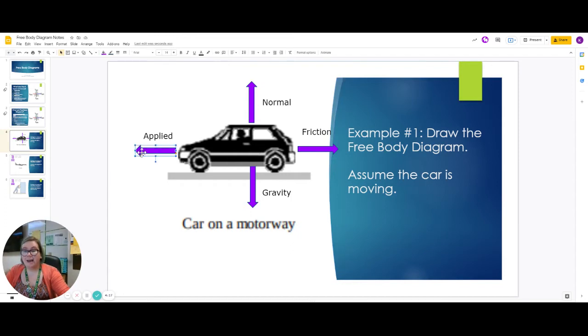It's going to be the applied arrow because that's the direction it's moving. So that one's going to be bigger. So I'm just going to make it longer to show my applied force is bigger. Let's go on to another example.